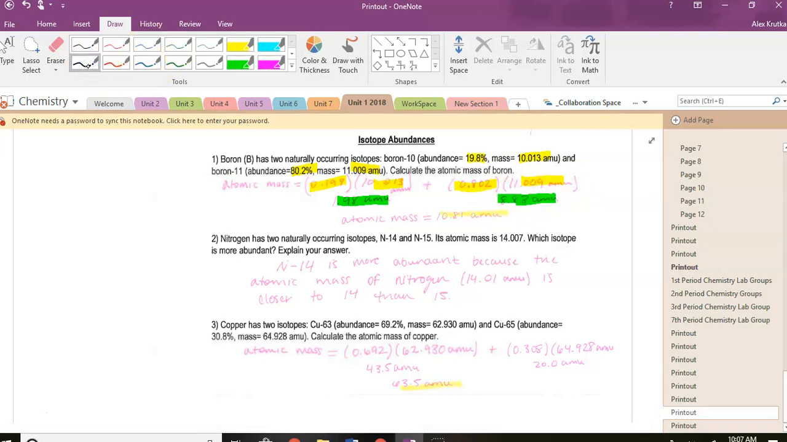So since you're adding, you are looking to the right only. Since that is 2 to the right, well, actually they both have 2 to the right. So that's where the 2 to the right is coming from here. And then don't forget your unit, AMU.